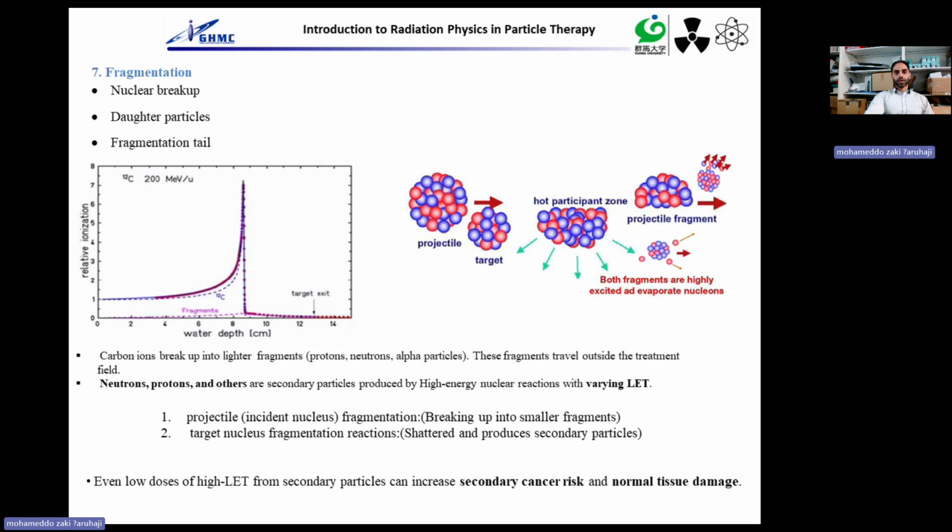I go next. Now, I think this is the last slide, or the one before the last slide. Fragmentation. So, the whole time we were talking about the Bragg peak, all the way to falling down, in proton therapy they don't have a fragmentation tail. In photon, they have slight secondary particles, but not fragmentation. Now, in carbon, or heavy ions in general, we always have this fragmentation tail. Why?